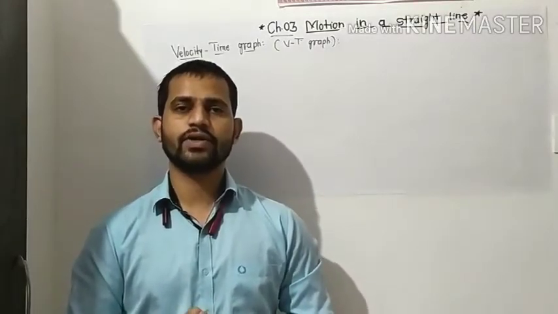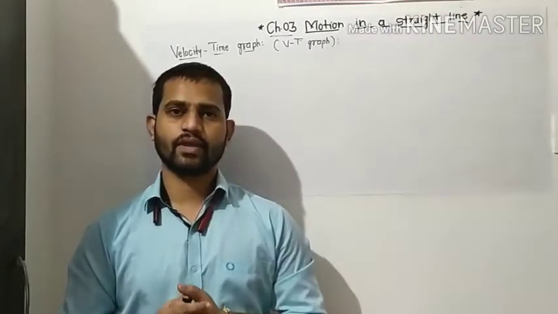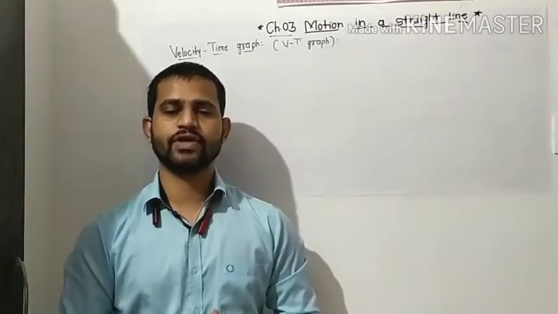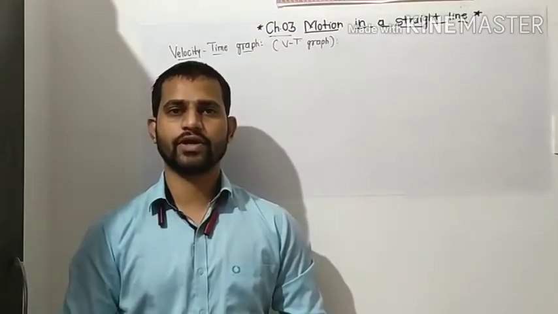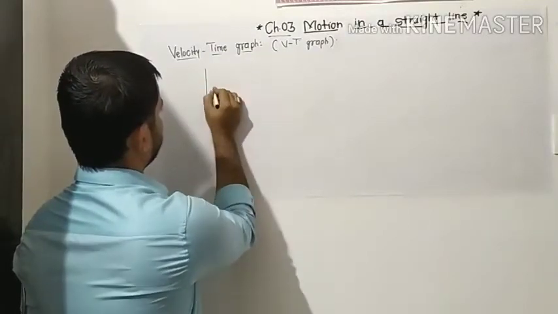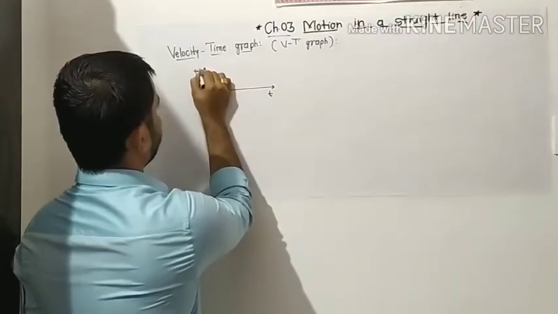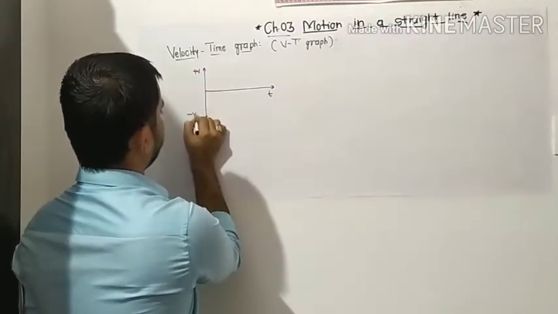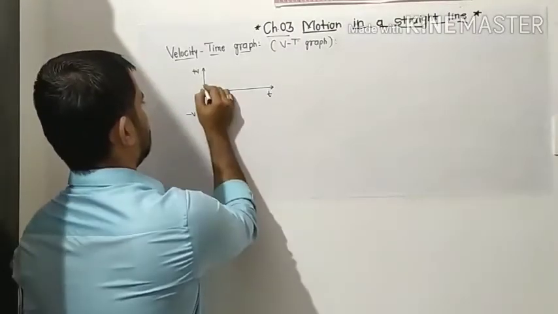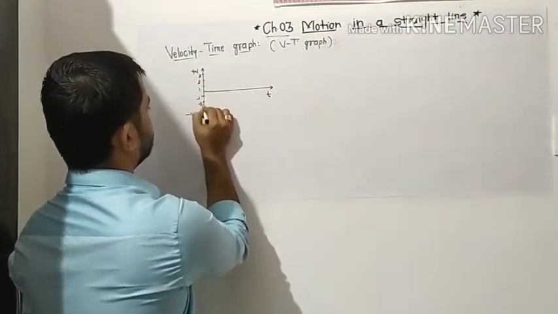Suppose we have one position of a particle and it is at rest, but initially it is having some velocity. Then how to draw the VT curve for it? We know this is the time, this is the positive V, this is the negative V. Then this is 1, 2, 3, this is -1, -2, -3.